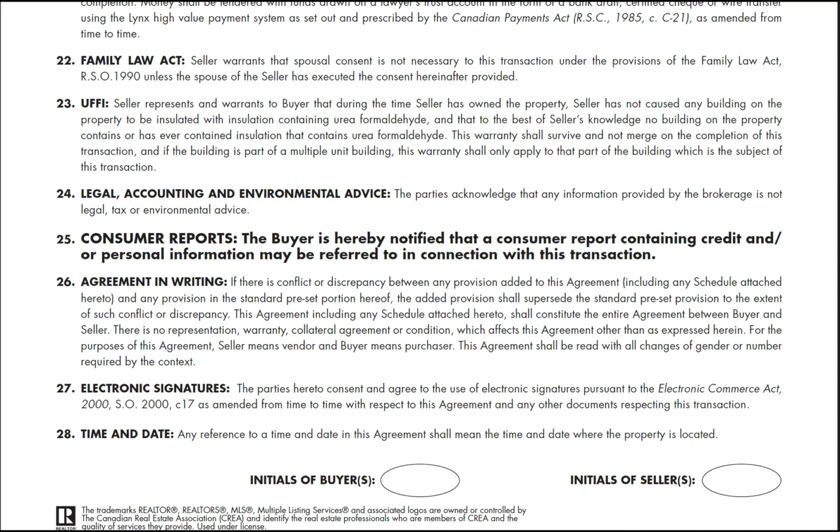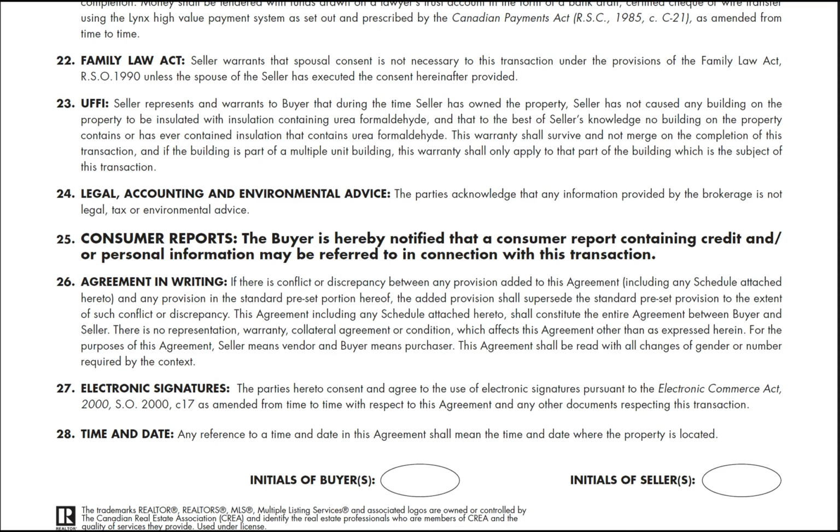This agreement, including any schedule attached hereto, shall constitute the entire agreement between buyer and seller. There is no representation, warranty, collateral, agreement, or condition which affects this agreement other than as expressed herein. For the purpose of this agreement, seller means vendor and buyer means purchaser. This agreement shall be read with all changes of gender or number required by the context.